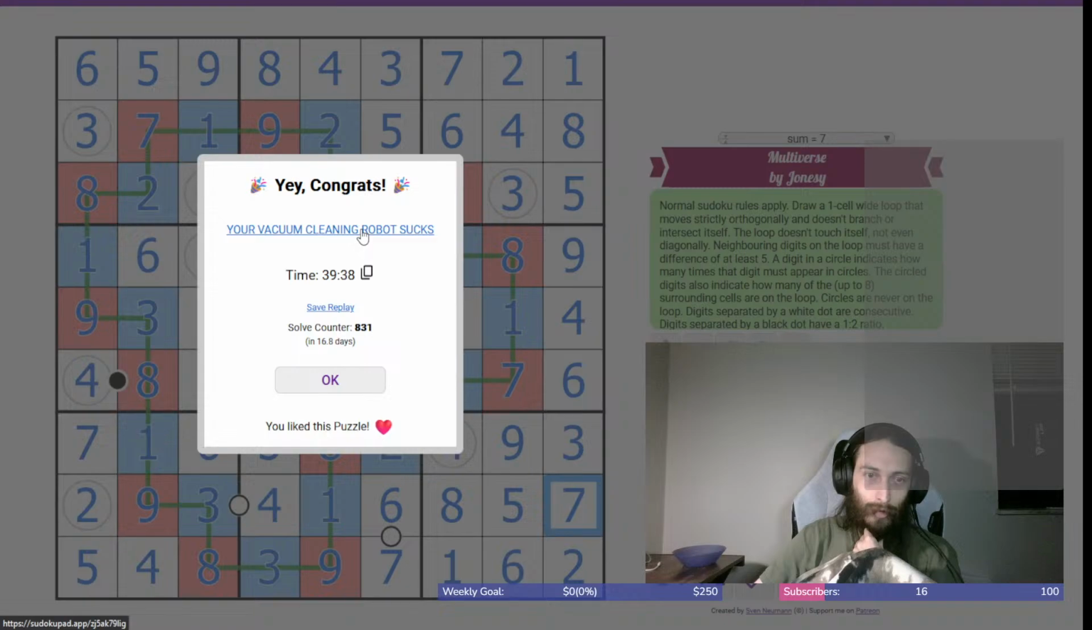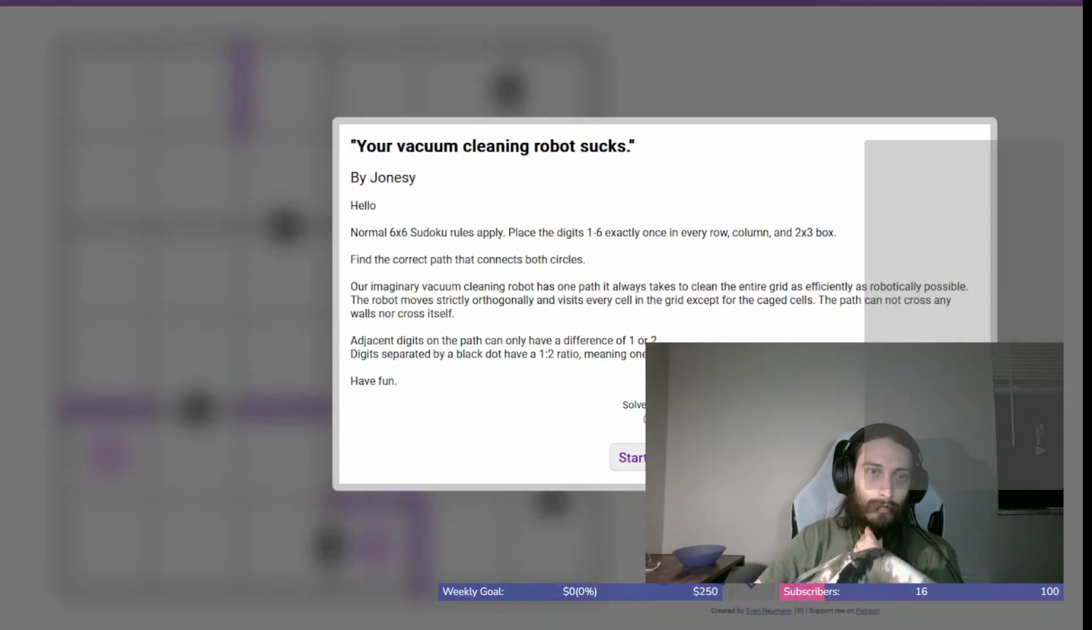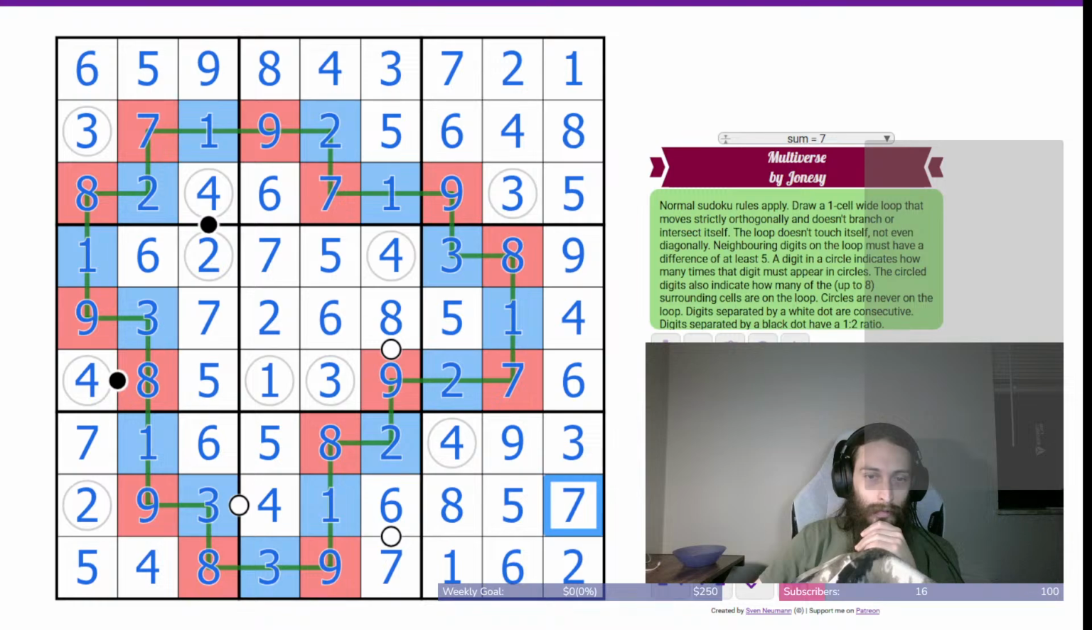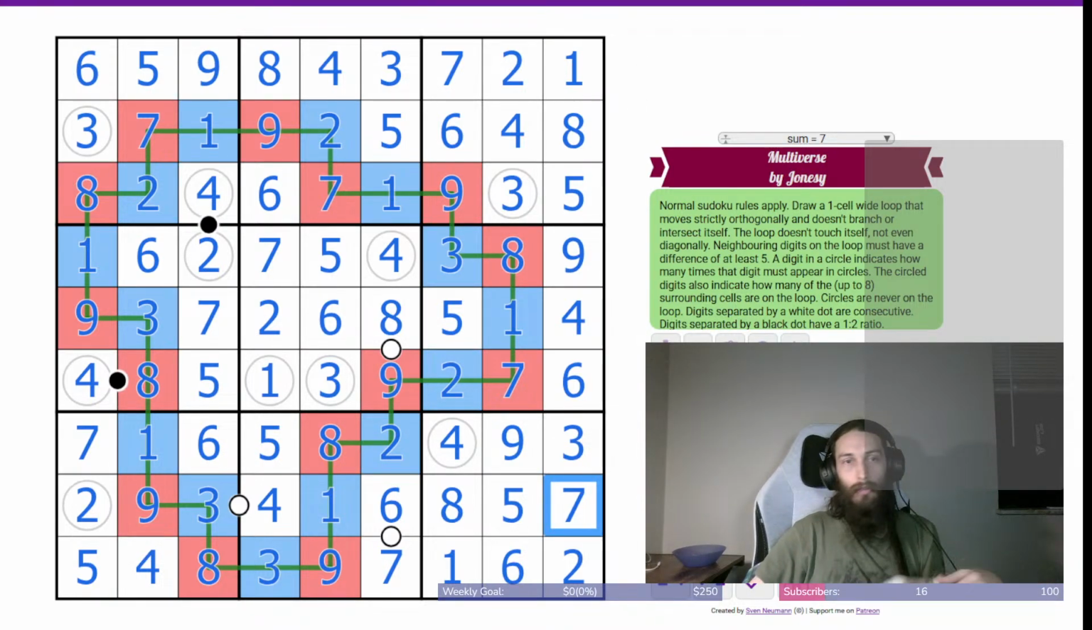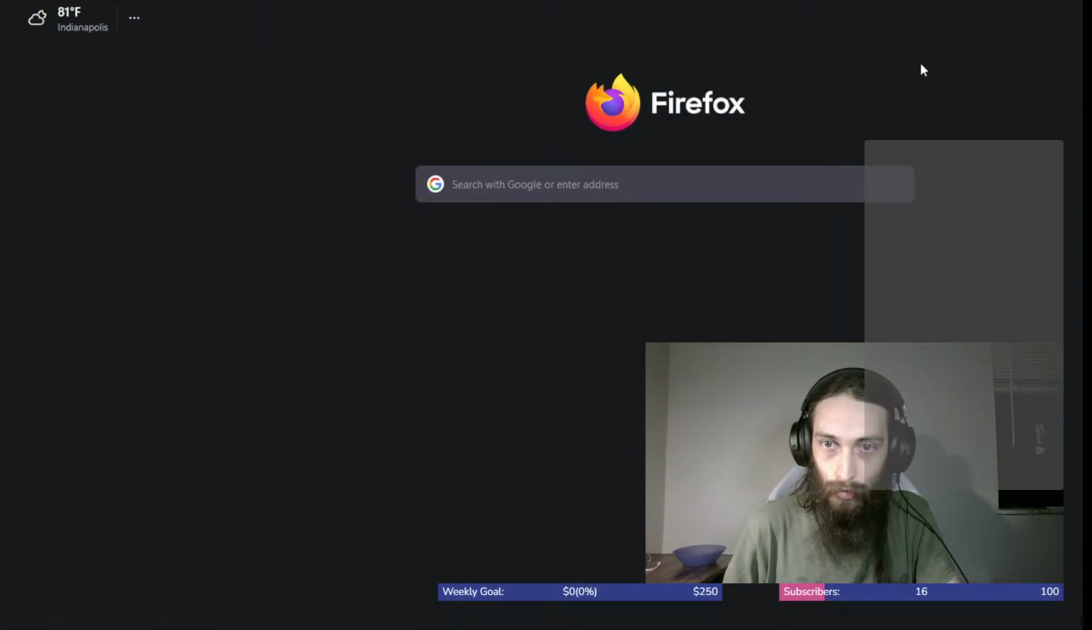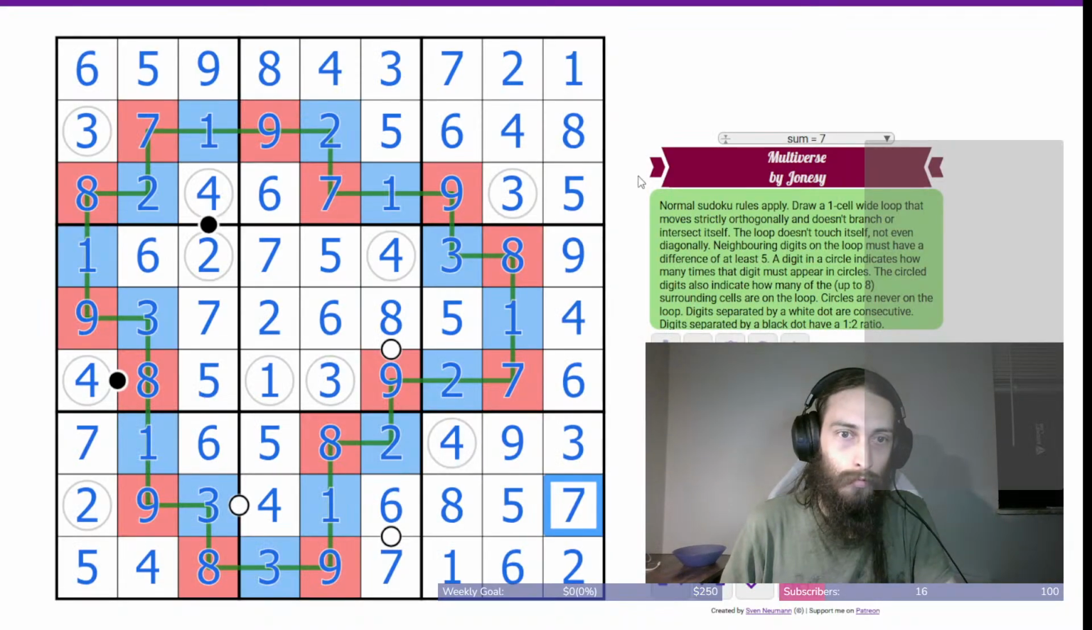Apparently this is another Sudoku. Well, I mean... yeah, that was a fun puzzle. And I guess while I'm thinking about it, Logic Masters Germany, Multiverse.